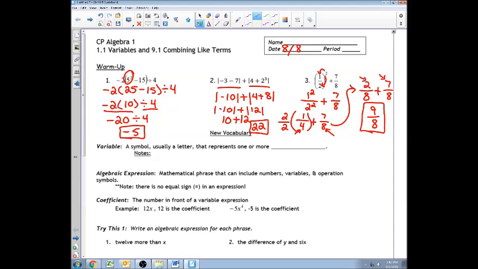Variable. It is a symbol using a letter that represents one or more values or numbers. Values, also known as numbers. The notes about a variable: a variable can represent an infinite amount of values, or possibilities of values.